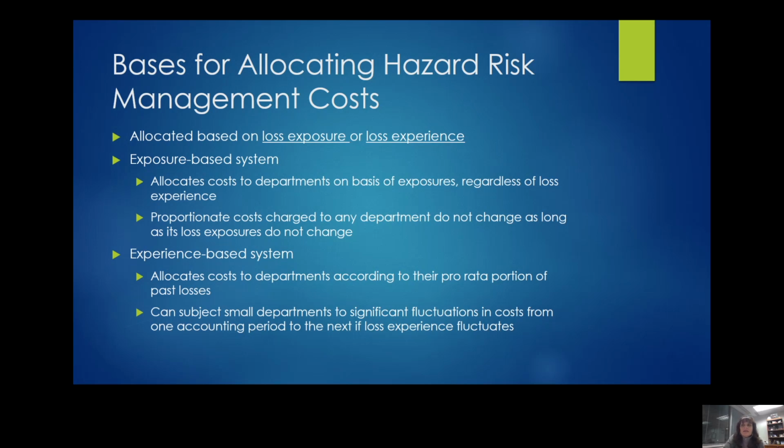An experience-based system, you're trying to allocate costs according to that prorated amount that's happened in the past. And basically, the only problem with that would also be that you subject the smaller departments to significant fluctuations in costs from period to period. So sometimes that's hard to budget and manage.